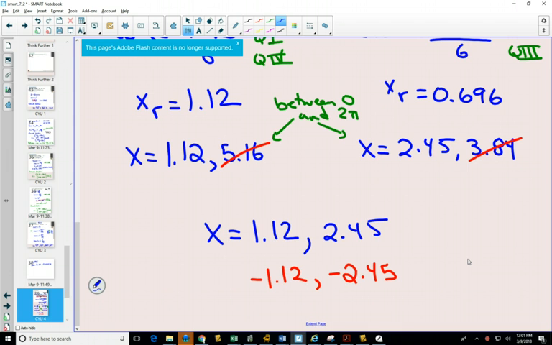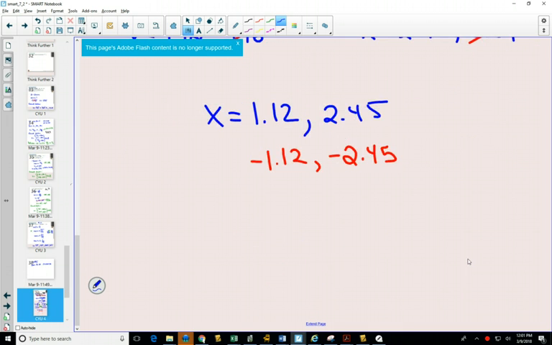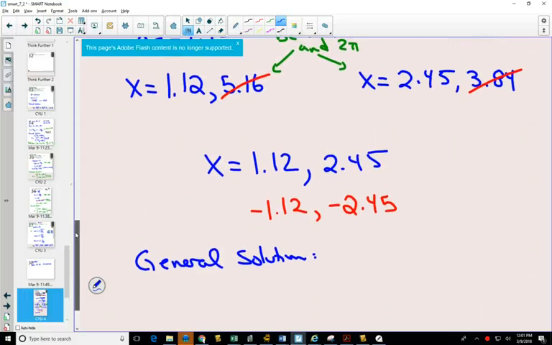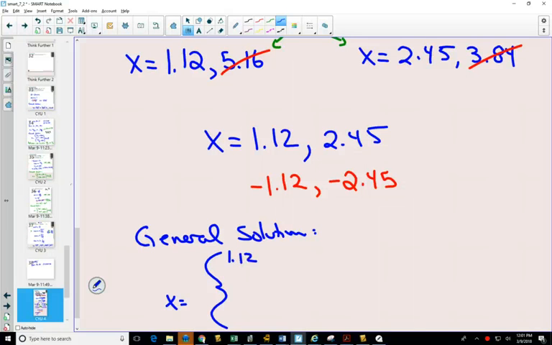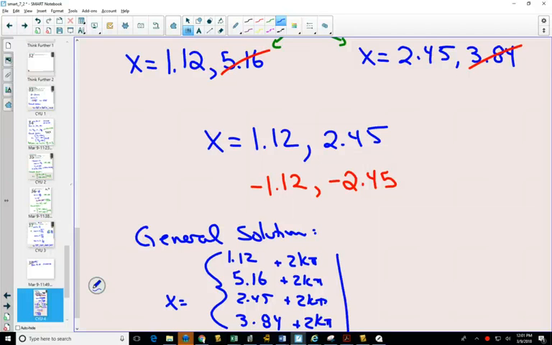Did it ask for the general solution as well? Yes. The reason we like to solve it between 0 and 2 pi to begin with is I can take those four answers, x equals, all my answers, 1.12, and the order doesn't matter, 2.45, 3.84, and 5.16, and add 2k pi to each of them.